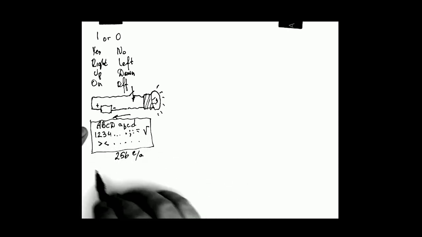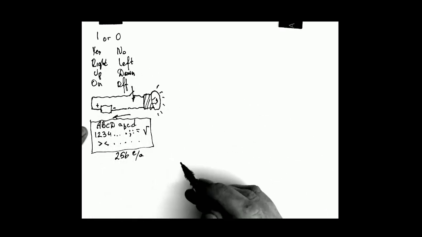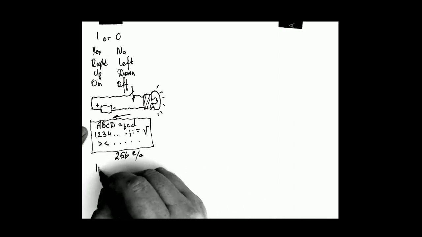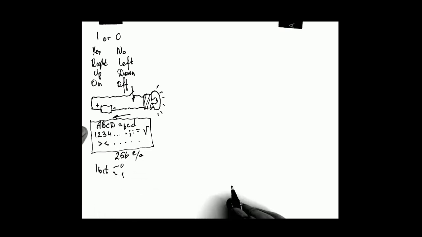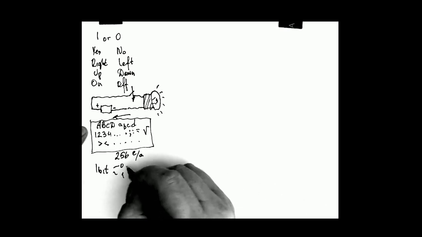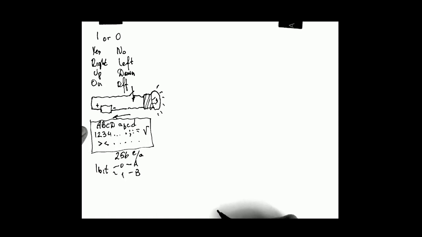But I need to use binary code to represent this on the computer. But I so far have only 2 digits. 1 bit can represent either 0 or 1. So what can I do? Using these 2 digits, I can use only 2 letters, A and B, because I have only 2 events. The bit equal 0, the bit equal 1.